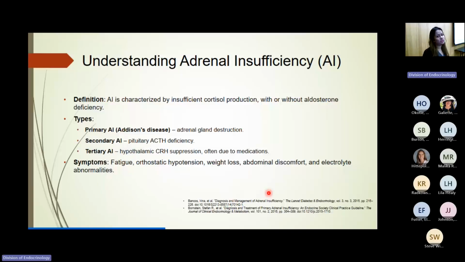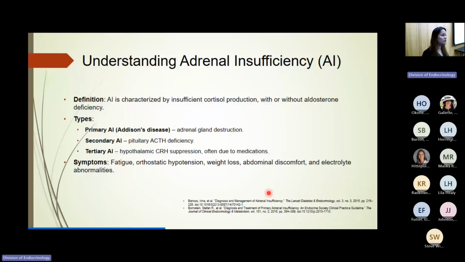What is adrenal insufficiency? Like I said, it's insufficient production of cortisol with or without aldosterone deficiency. There are several types. We'll mainly focus on secondary and tertiary causes caused by this medication, but the primary is Addison's disease, which is usually diagnosed early and is because of destruction of the gland. Mostly the one that's because of the medication is tertiary, but in this case, we have an effect on both the tertiary and the secondary level.